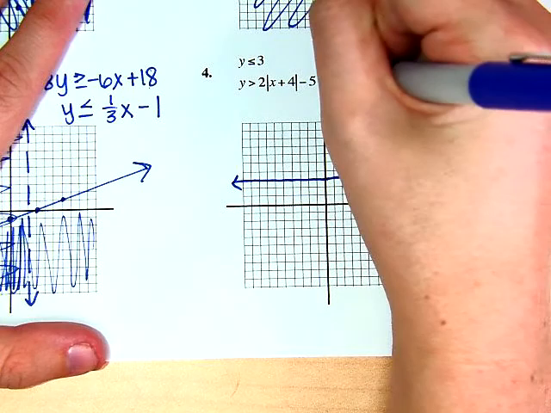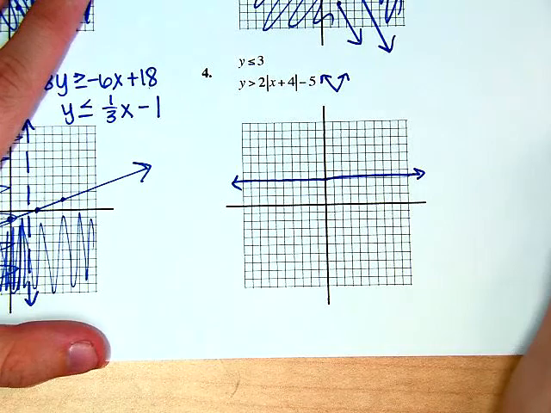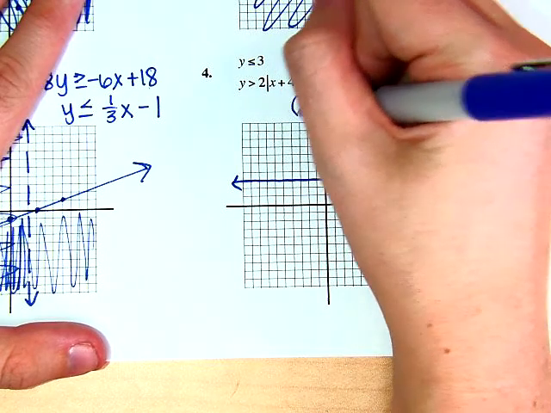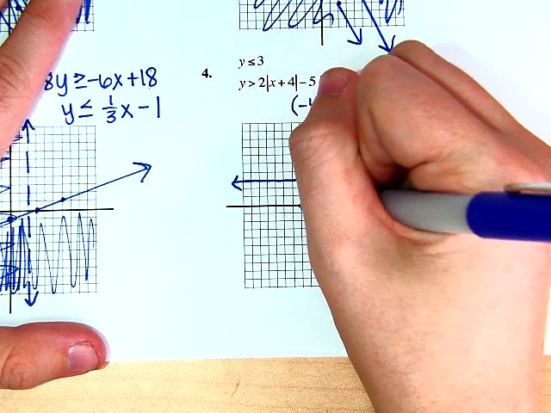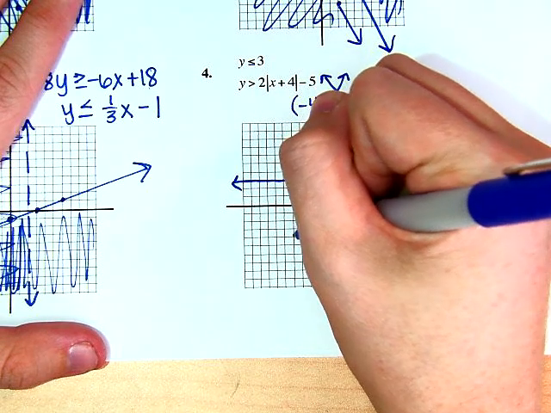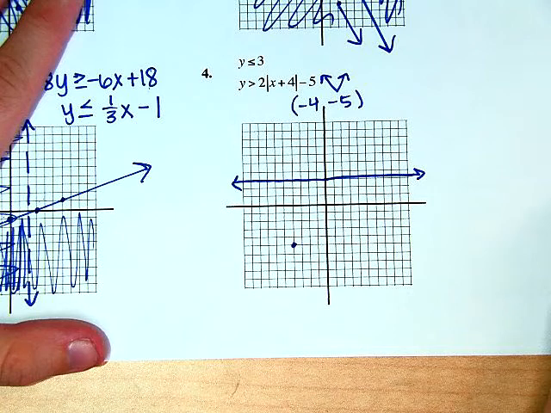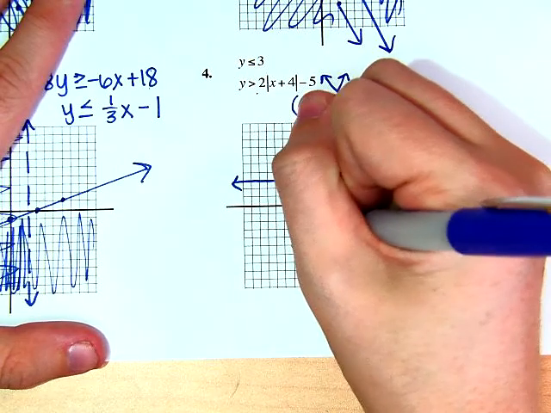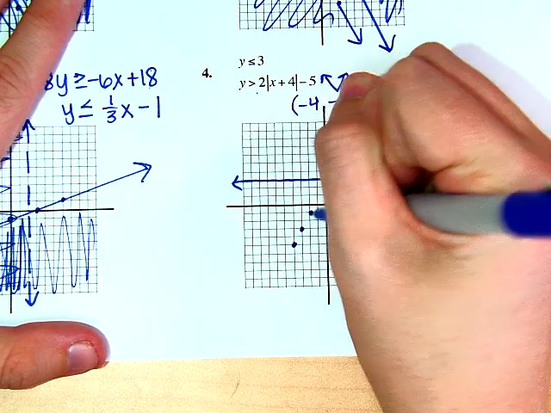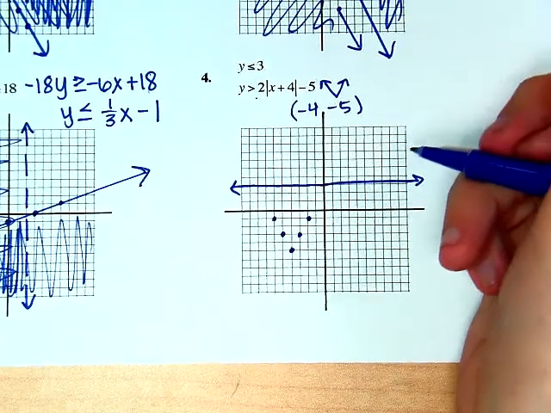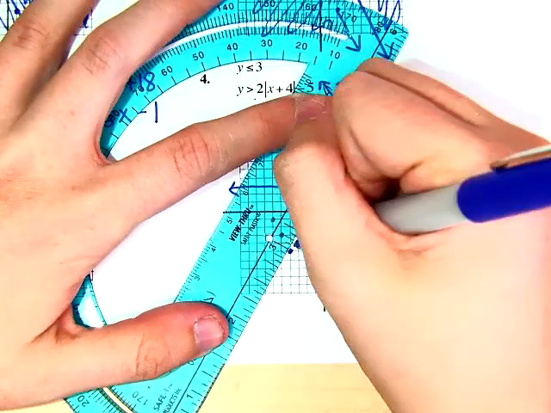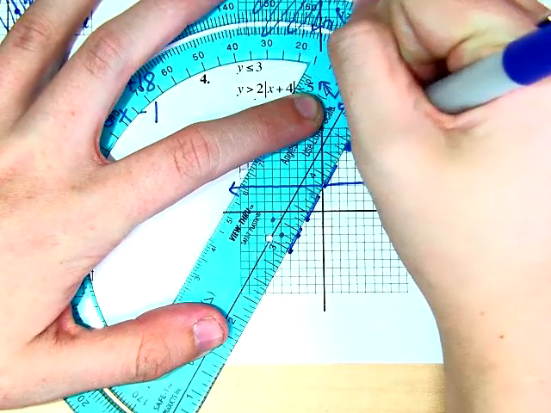Ooh, and this one has the absolute value, so it's going to be a V. My vertex is negative 4, negative 5. So I go 1, 2, 3, 4, 1, 2, 3, 4, 5. And my slope is 2, so I'm going to go up 2 over 1, up 2 over 1. And it looks like it's a dotted line for this one, so I'm going to make sure I make it dotted.